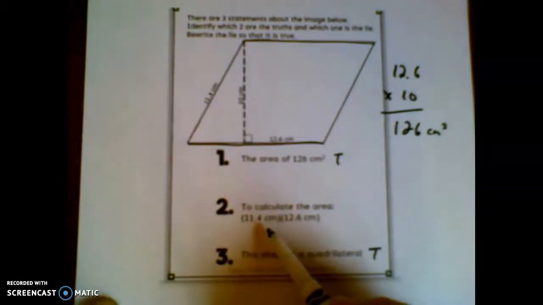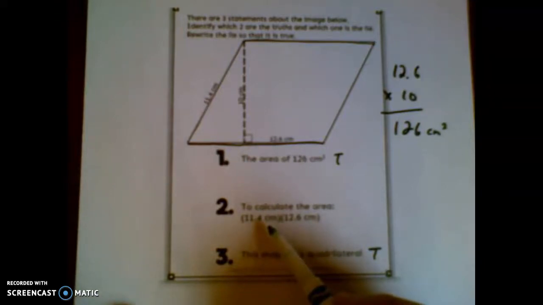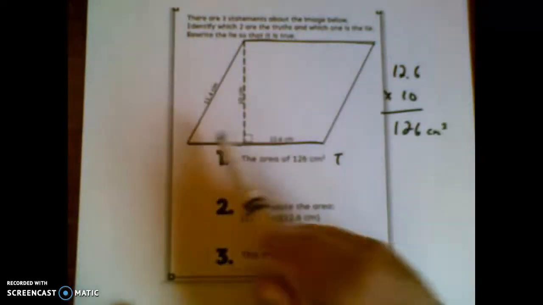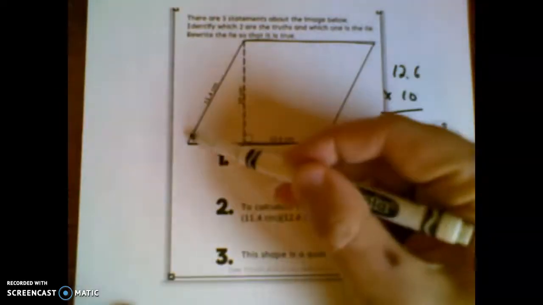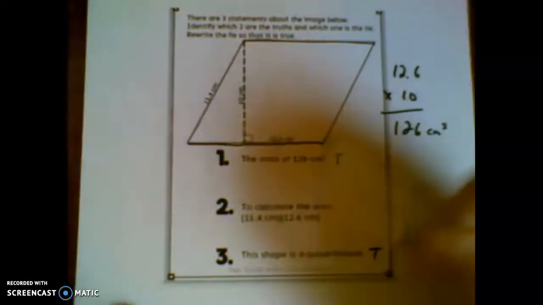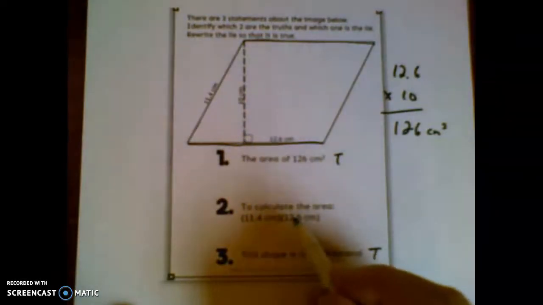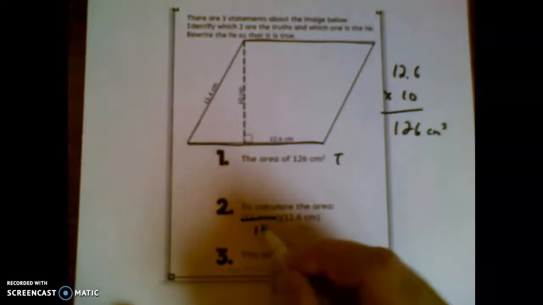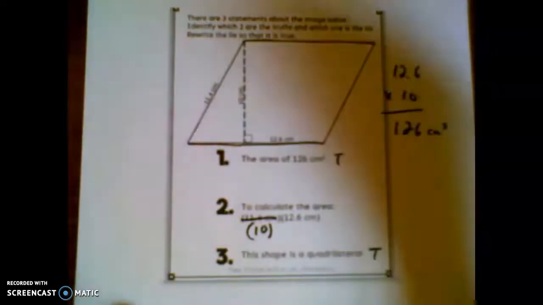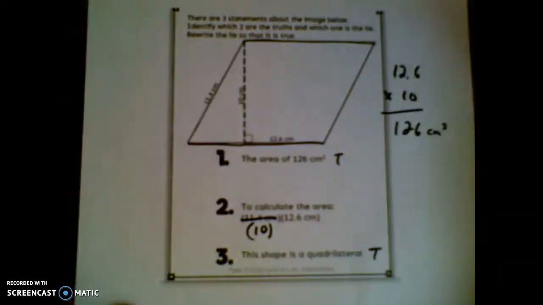This one's incorrect, and they're trying to get students who make a mistake to realize what their mistake is. So some students like to multiply the base times the slant, which of course is wrong. So this should say 12.6 times 10, and then you would get the correct area, which was 126 centimeters squared.